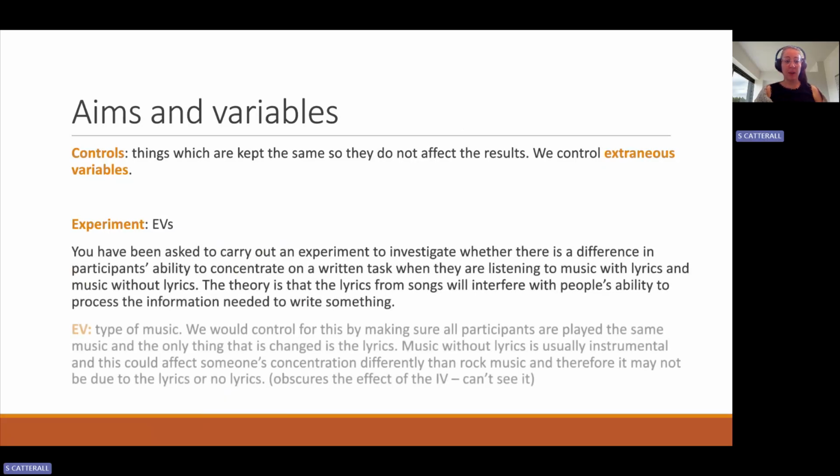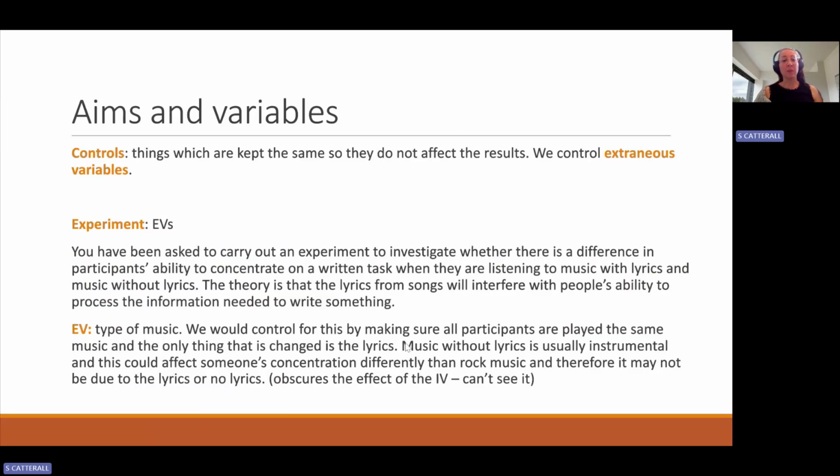standardising the procedure, making sure everything is the same. I've got an example here from this scenario: listening to lyrics or not listening to lyrics might have an impact on your concentration on a written task. An EV could be the type of music. So you might prefer rock music or punk music or whatever it is, and that might have an impact. It might be nothing to do with the lyrics. It might be quite difficult to concentrate for some people listening to rock music, but other people like it. So you might get differences because of that.